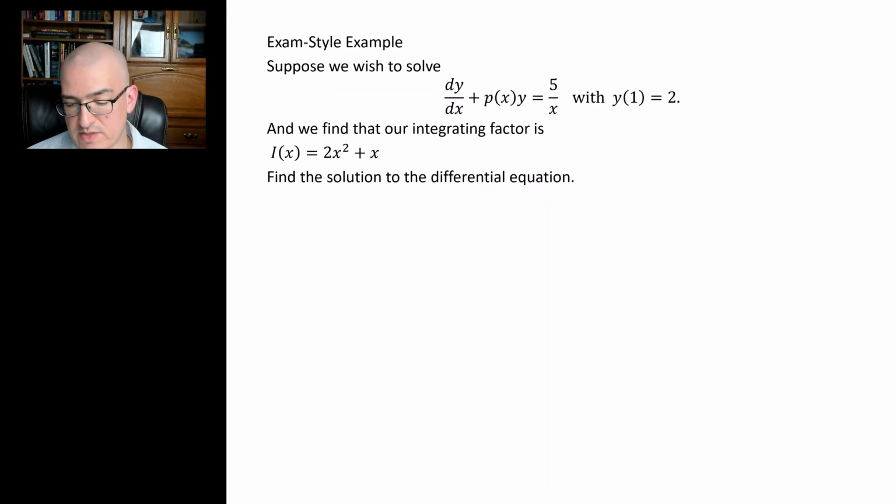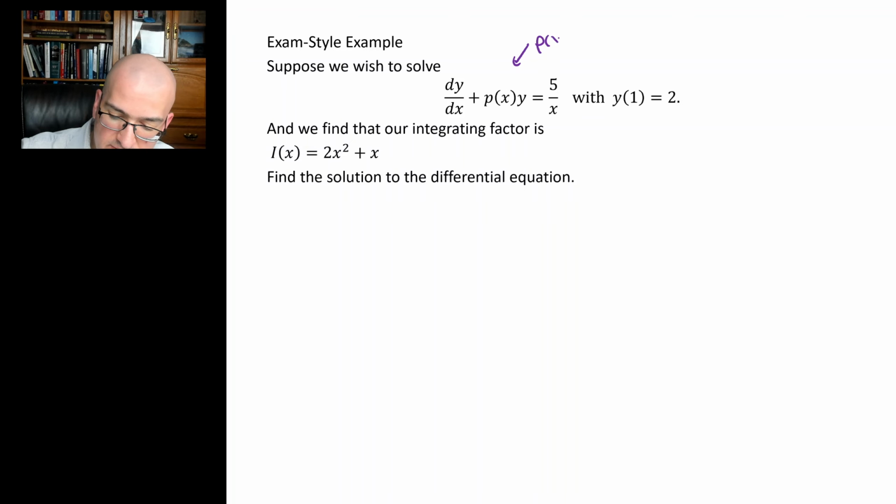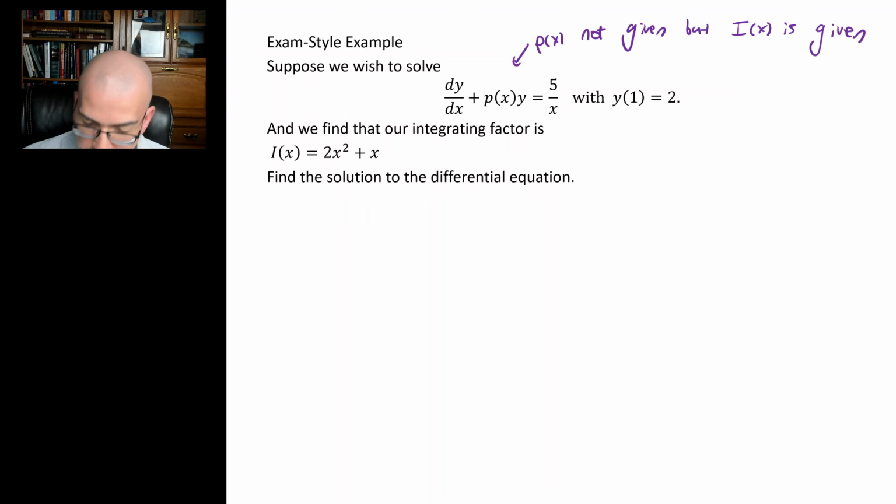So suppose we want to solve this differential equation. dy by dx plus p of x times y is equal to 5 over x with y of 1 is equal to 2. And we find the integrating factor. So they don't give us p of x. P of x not given. But I of x is given. And that's all that we really need.